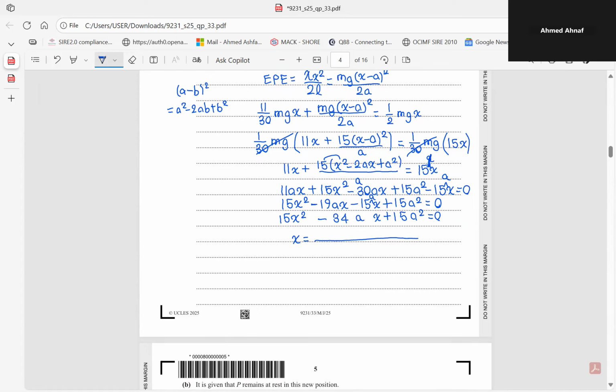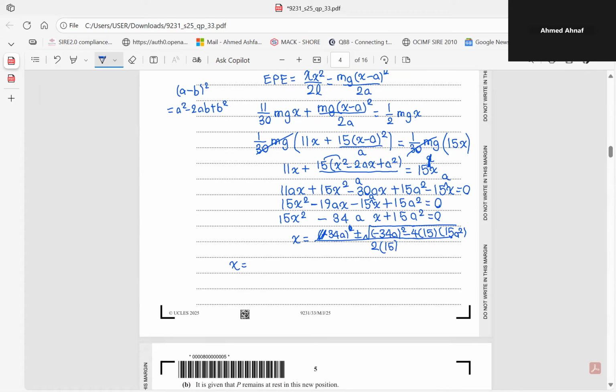So b squared is minus 34a squared. Wait, no, minus b, sorry. So just 34a plus minus the square root of b squared, which is minus 34a squared, minus 4 times a, which is 15, and c, 15a squared, over 2 times 15. Now we're ready to solve it. Just type all the terms you can, like evaluate the square root in your calculator.